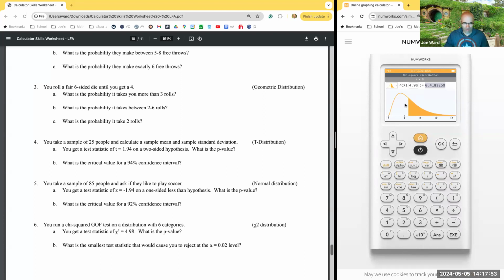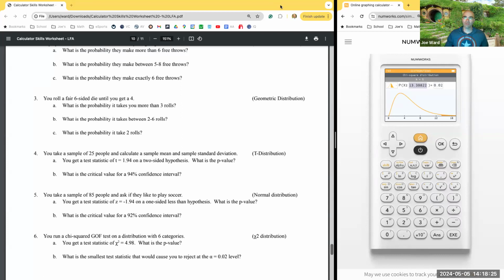And that says, what's the smallest test statistic that would cause you to reject at the 2% level? So we'd put in 0.02 here, and you can see 13.38. So that is our kind of cutoff. So when you get a test statistic that big, you would reject. So if you ran a test and you said, oh, my chi-squared was 13, ooh, not big enough to reject. But if you got a 15 or 14, that would be big enough to reject the null hypothesis. So that's all about distributions.